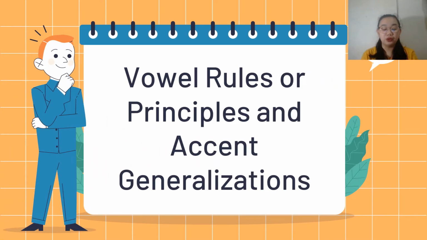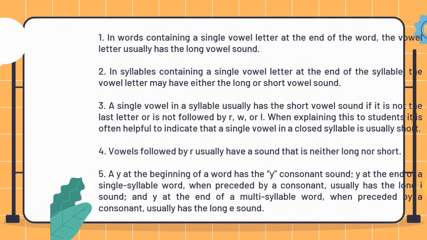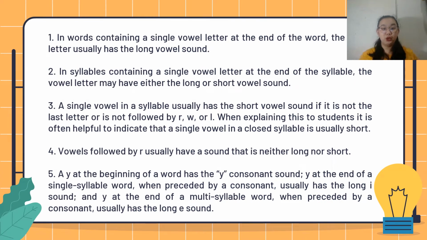Let us now move on to the first subtopic of correcting knowledge on sound symbol correspondence, which is the vowel rules or principles and accent generalizations. As a teacher, you should know that in words containing a single vowel letter at the end of the word, the vowel letter usually has the long vowel sound. In syllables containing a single vowel letter at the end of the syllable, the vowel letter may have either the long or short vowel sound.